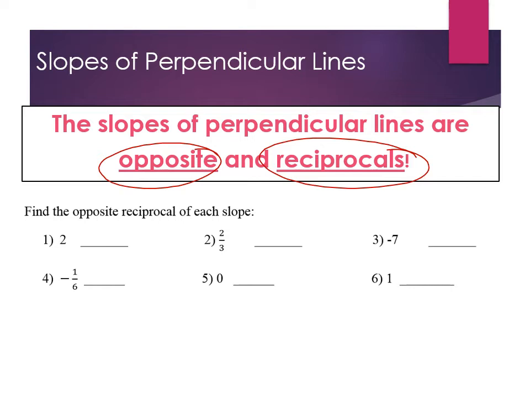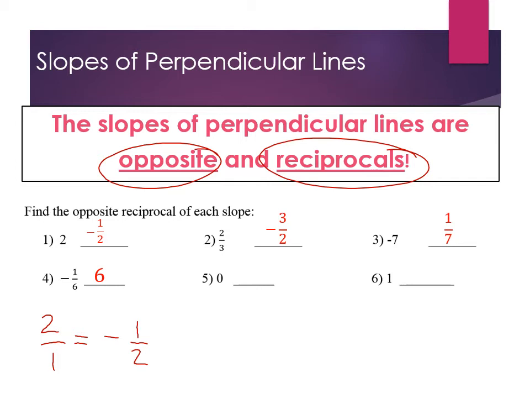Remember, when we talk about slope, it's okay to always think about it as a fraction. So if I have a slope of 2, or 2/1, the opposite reciprocal is to make it negative and flip it, so it's -1/2. The opposite reciprocal of 2 is -1/2. The opposite reciprocal of 2/3 is -3/2. The opposite reciprocal of -7 is +1/7. The opposite reciprocal of -1/6 is 6.